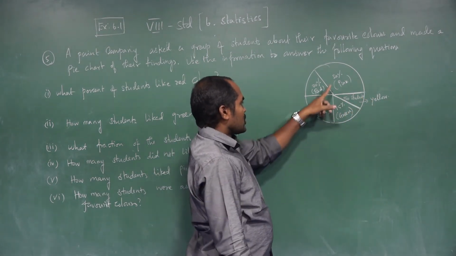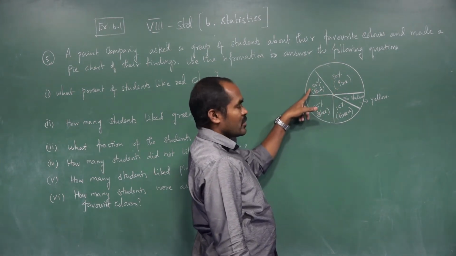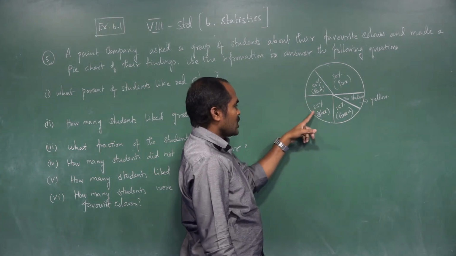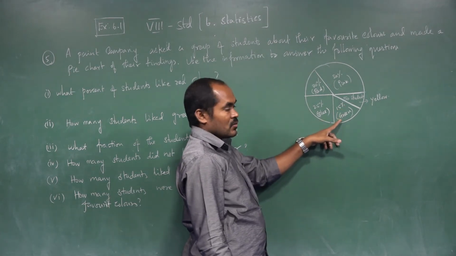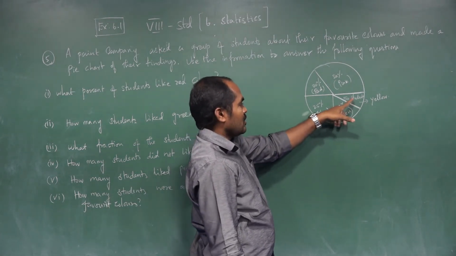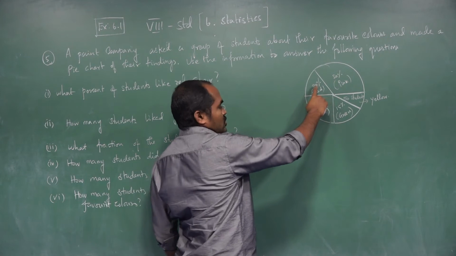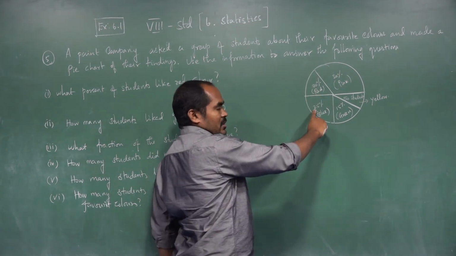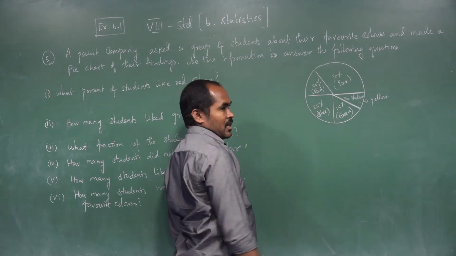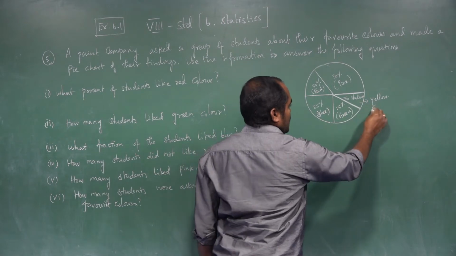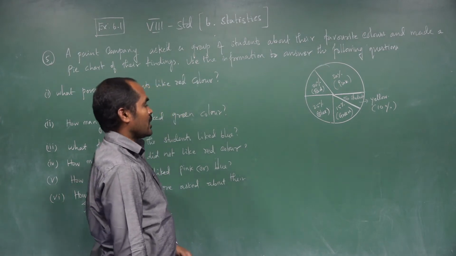So 30% of students, their favorite color is pink. 20% of students' favorite color is red, 25% of students' favorite color is blue, and 15% of students' favorite color is green, and the remaining is yellow. The remaining students means 30 plus 20 is 50, 50 plus 25 is 75, 75 plus 15 is 90. The remaining is 10. So 10% of students' favorite color is yellow, right?